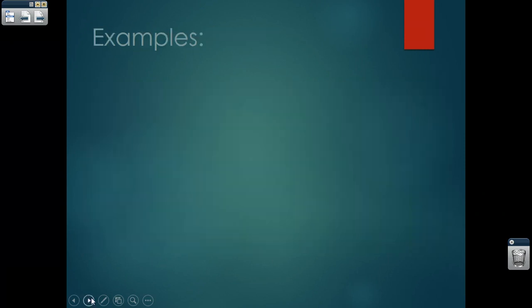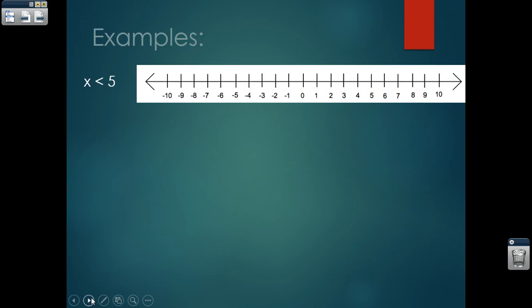All right, so let's look at an example. Here we have x is less than 5. If you were to draw a number line, the first thing you want to do is find 5 on the number line. And since it's less than, we're going to draw an open circle over 5. And since it's less than 5, we're going to shade to the left.